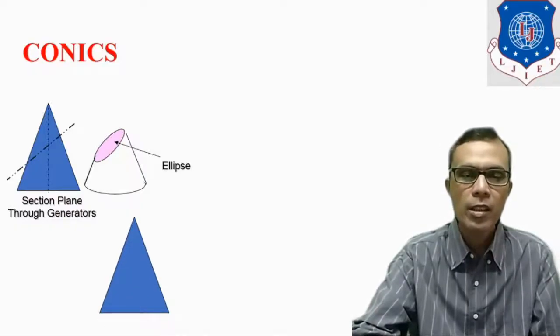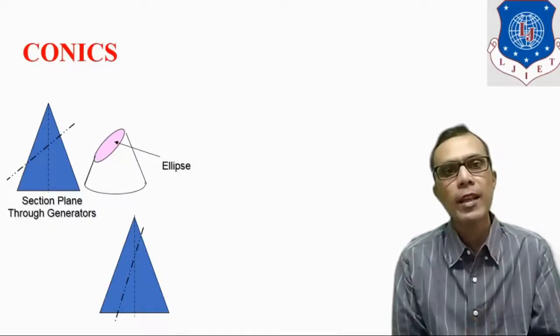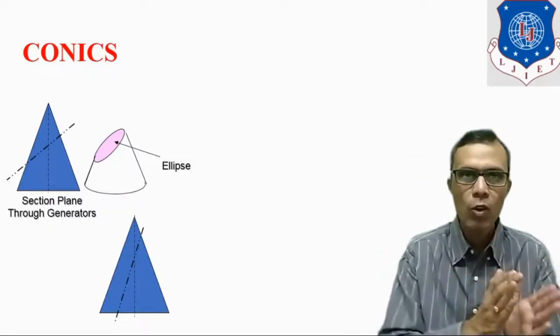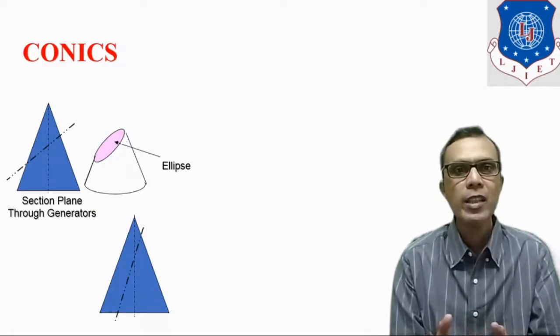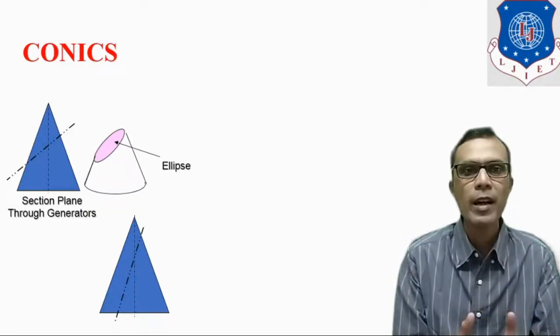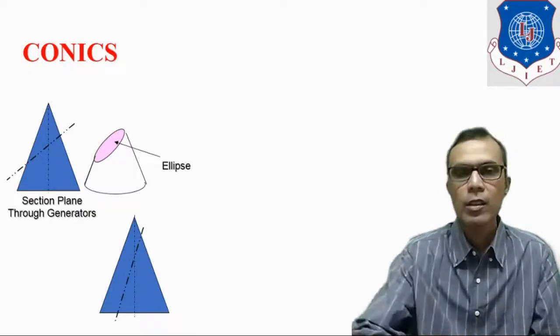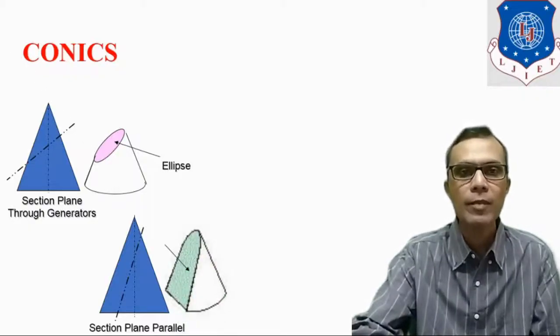Now let us change the position of the cutting plane. So here the cutting plane is parallel to one of the generators of the cone. If we cut the cone in this position by a cutting plane and if the smaller part is removed, then the remaining section, you can see here, the shape is parabola.